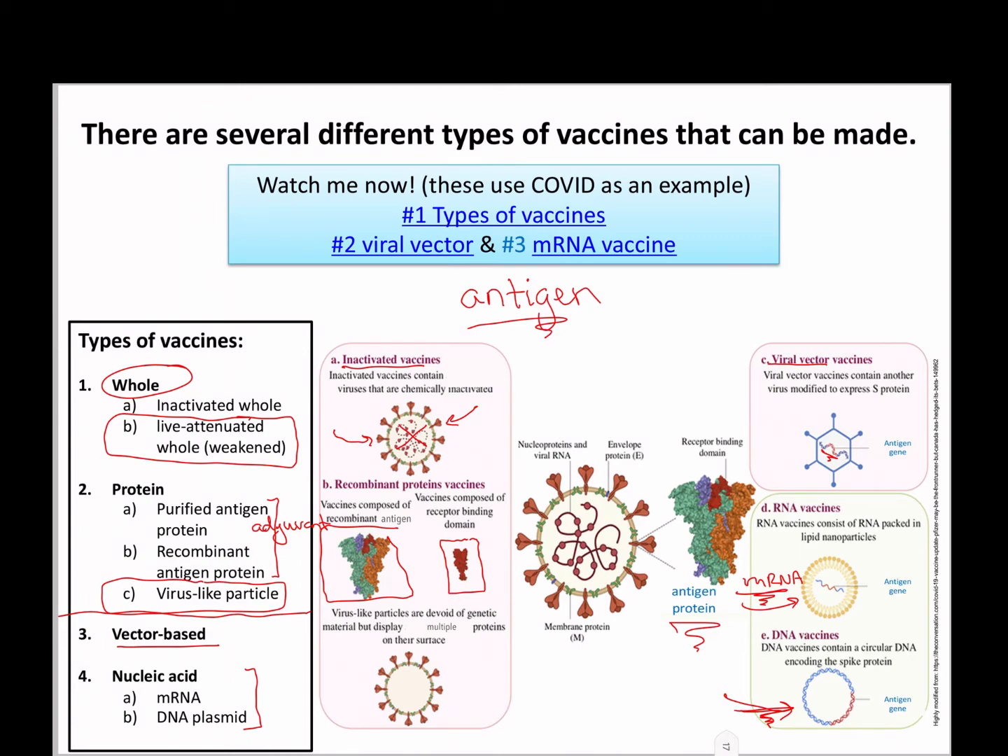That's very efficient because it gets that gene exactly where it needs to go very quickly. But there are some problems with it in that once your body has seen that vector virus, it's going to have an immune response to the vector as well.